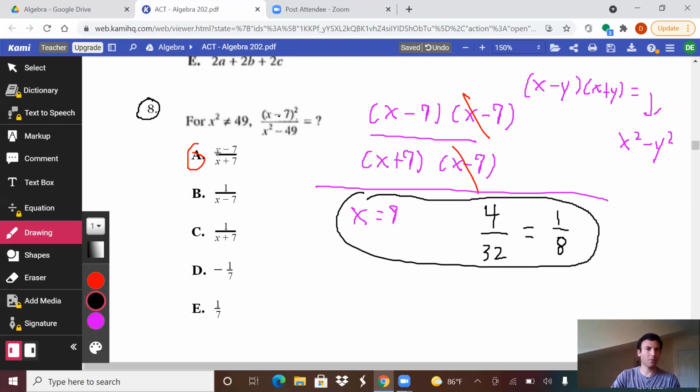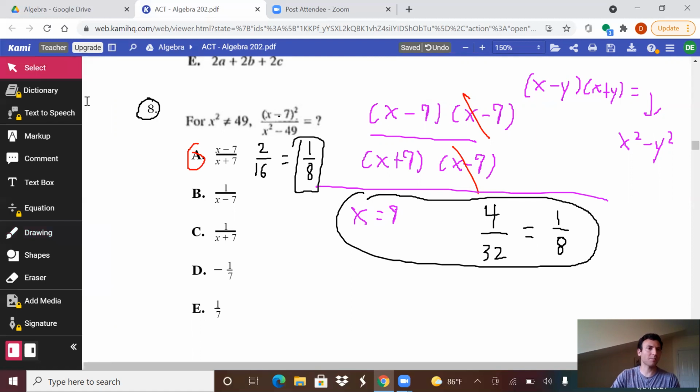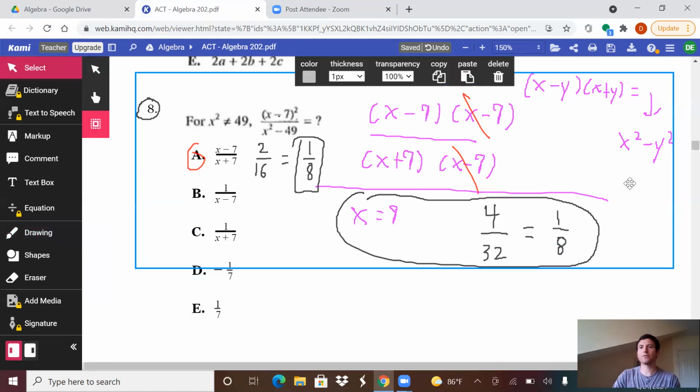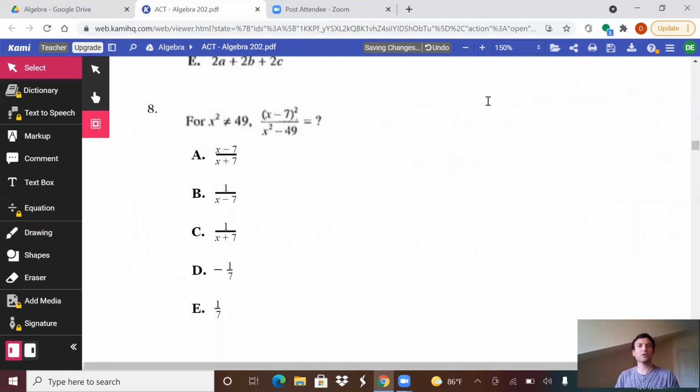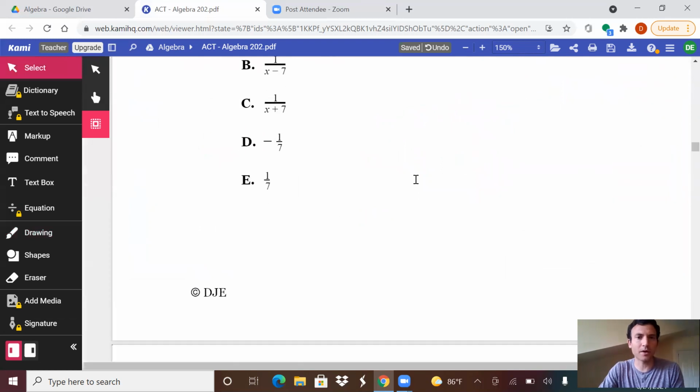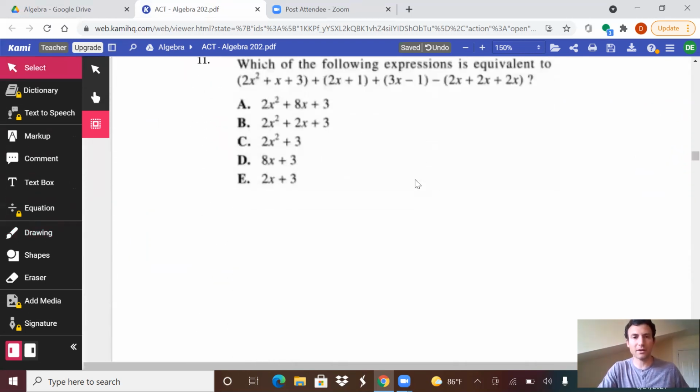So we know that if we input 9, we should output 1/8. Well, if we look at this top one right here, if we input 9, we end up with 2 over 16. And that's going to be 1/8. So that's not a coincidence that those match. That's just a backdoor way. If you're not sure how to go about it, or you don't remember your perfect squares or difference of squares, you can just plug numbers, get an output, and then plug through the equations and look to match.